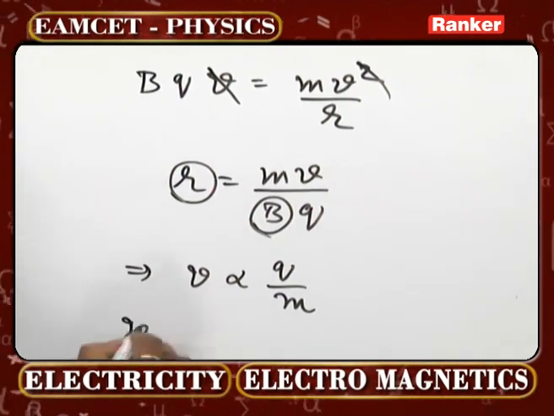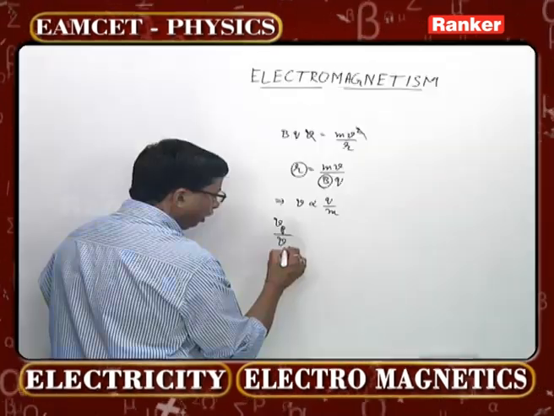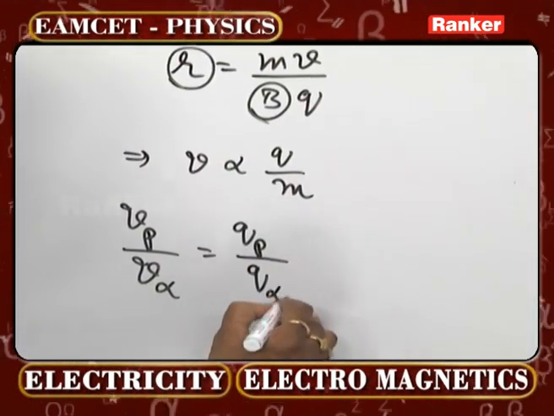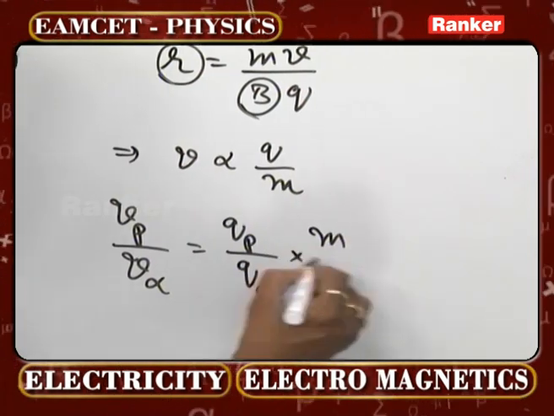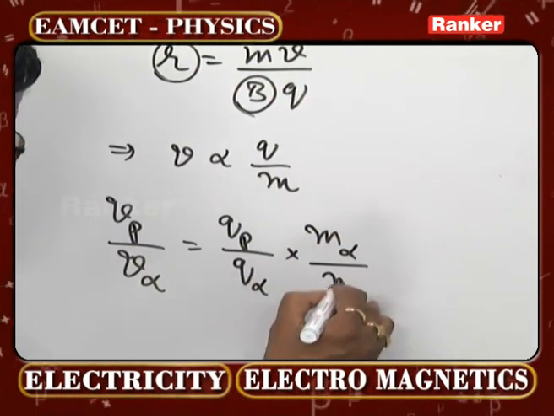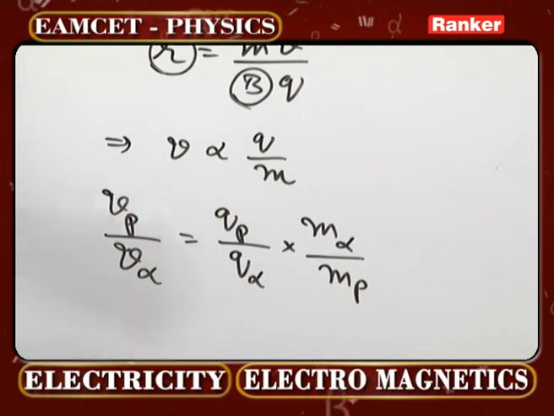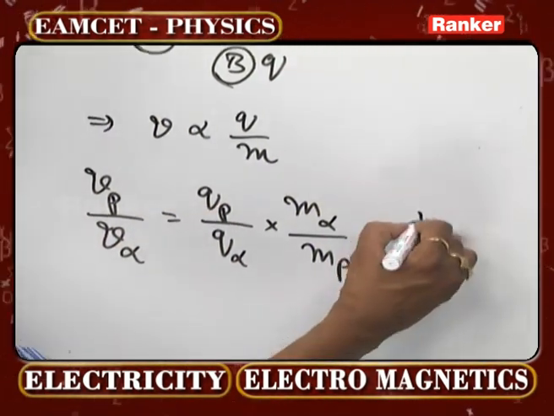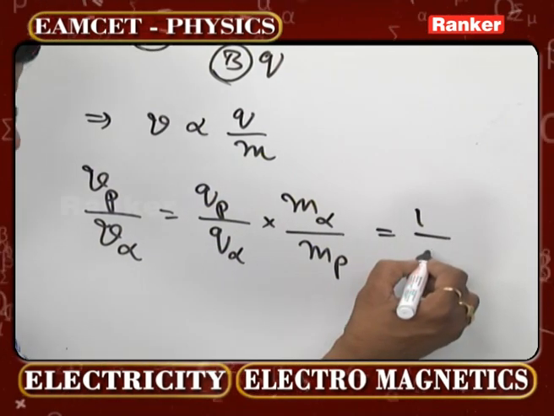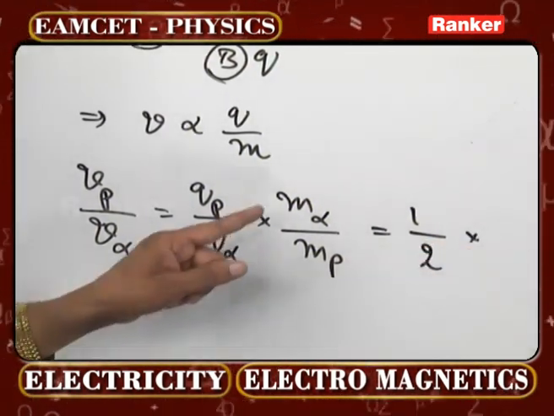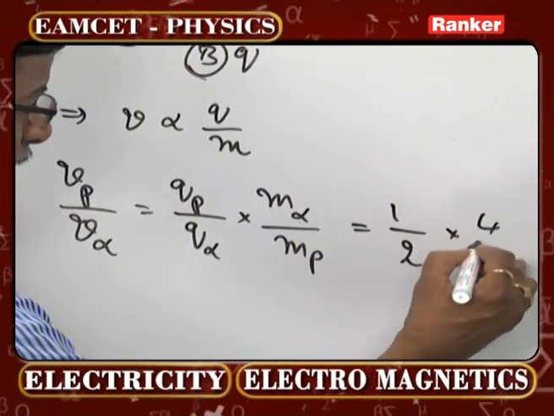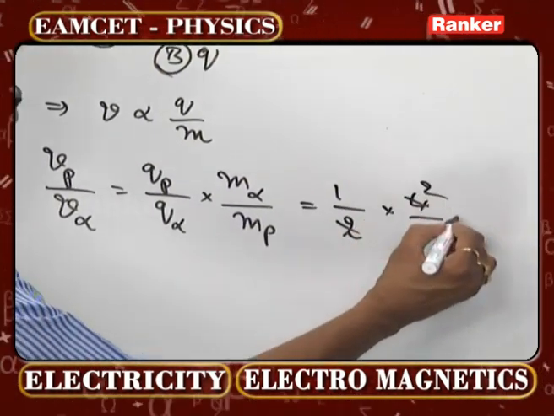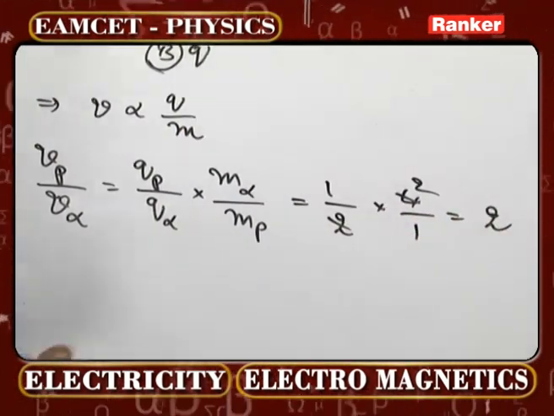So you write v proton by v alpha particle is equal to charge on proton by charge on alpha particle into mass of alpha particle by mass of proton. In fact, every one of us knows charge on proton is 1 unit, that of an alpha particle is 2 units. Mass of an alpha particle is 4 units, mass of a proton is 1 unit. So 2 gets cancelled twice, so you are left with 2 there.